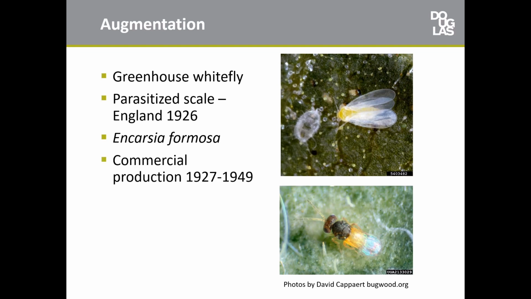And this particular wasp was produced commercially from the 1920s through the 1940s and used to manage greenhouse whitefly in greenhouses. So people would rear up large numbers of the wasp and release them into the greenhouses. Now, in 1949, with the release of products like DDT, these new chemical insecticides that were being used, commercial production went away for a while. But in 1967, it was revived by the Koppert Company in the Netherlands, and Koppert is now the largest company producing biological control products in the world.